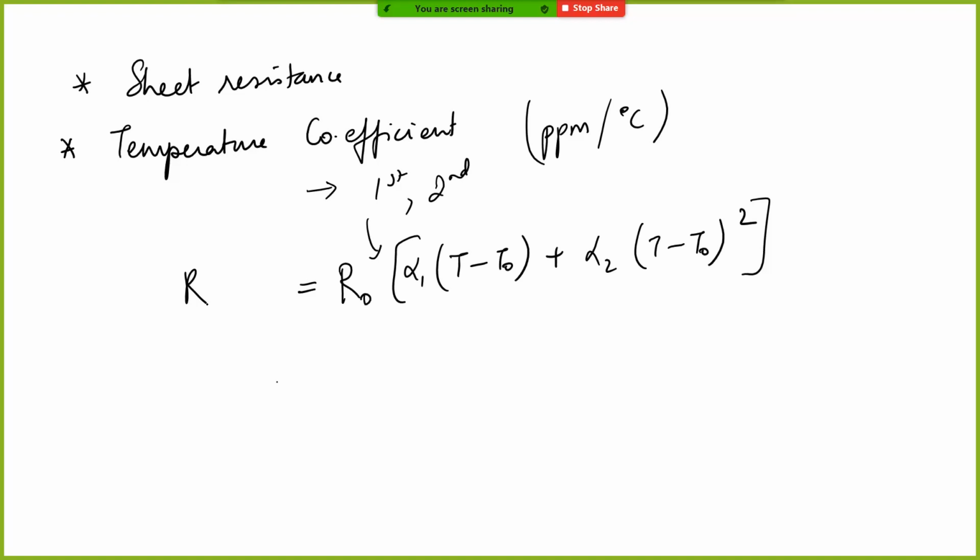Sir, what is the unit you have written? Temperature coefficient, ppm per degree centigrade. PPM is parts per million. So alpha 1 can be given in something like ohm per degree centigrade and so on, but sometimes you rationalize it to 1 million. So this divided by 10 power 6 will give you the value in terms of ppm, parts per million.